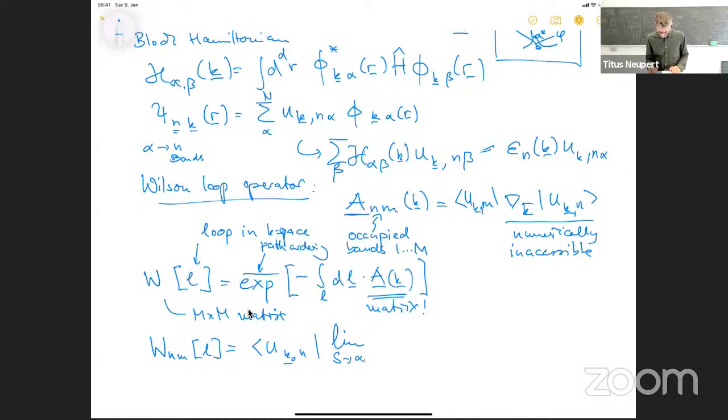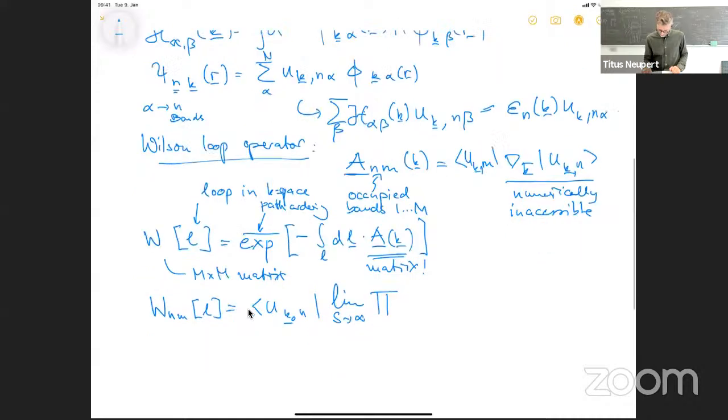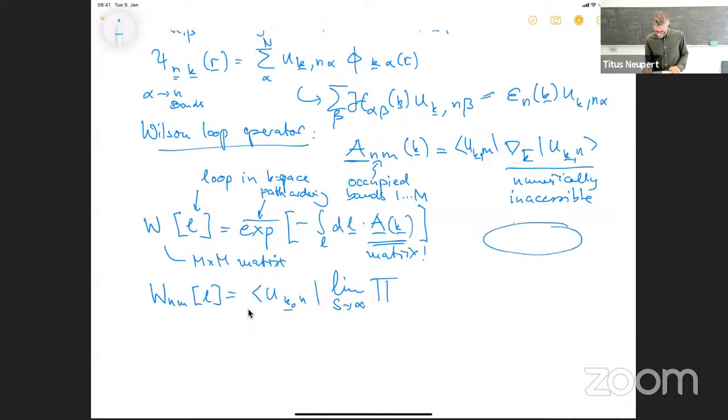So what you can do instead is you chop up your path in many small dots, many small points, and then take the k_i along this path, and you start at some k zero that I already introduced. So let's say this i runs from one to capital S. Then the definition of this Wilson loop is, i equal to one to S, the product of projectors on these Bloch states.